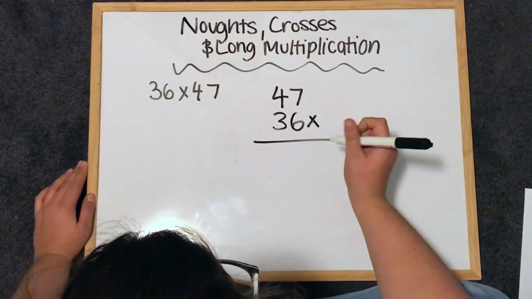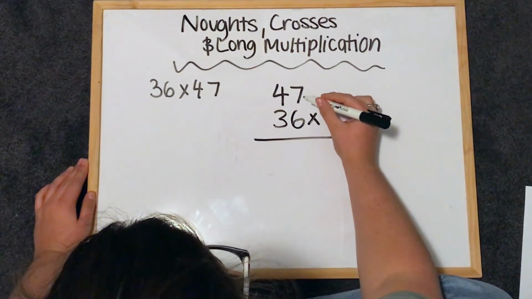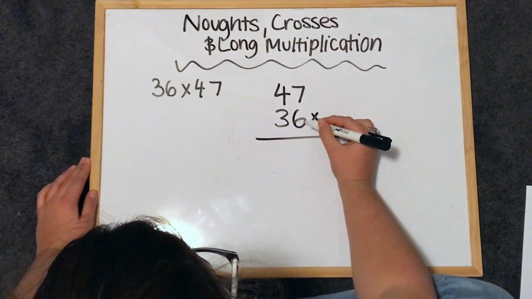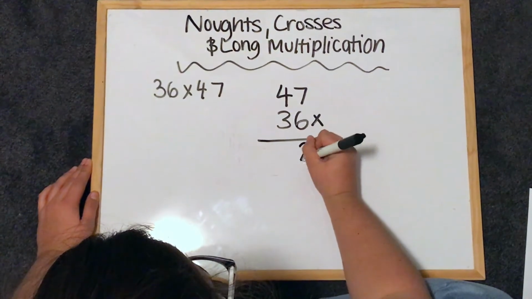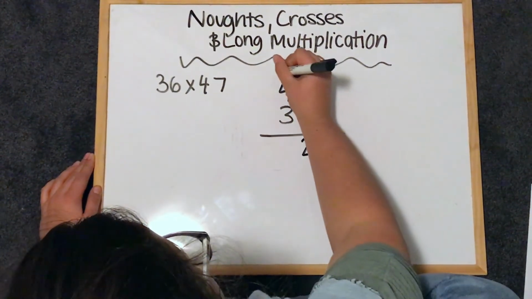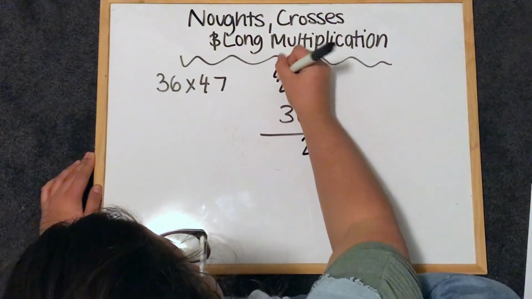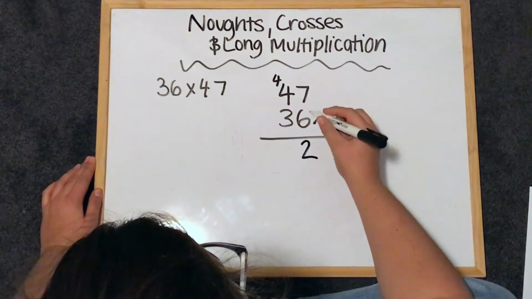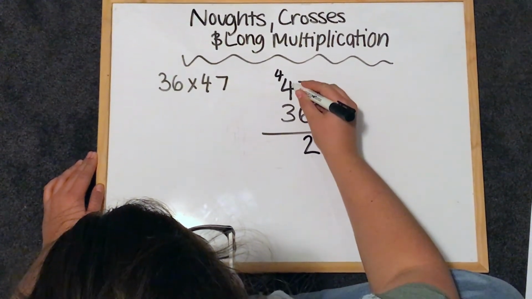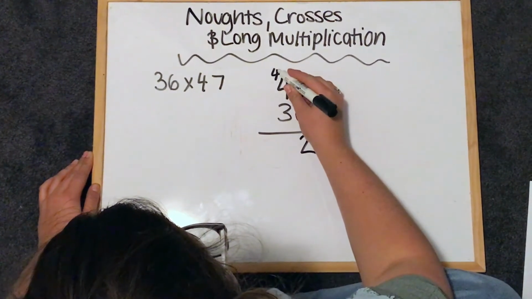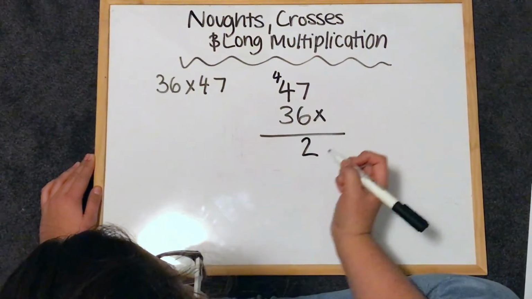So first we do 6 times 7, which is equal to 42. Put the 2 in the ones column and trade the 40 for 4 tens. Now we times 6 by 4, which is 24, plus the 4 from before, which is 28.